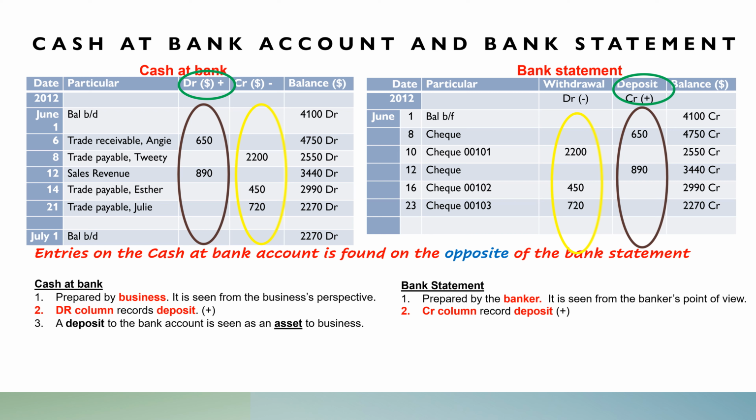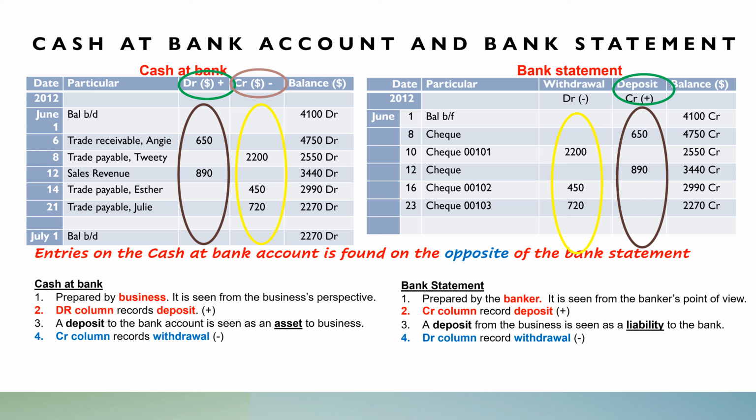Now this is because the cash at bank account, which is prepared by the business, is seen from the business point of view. Any deposit, which is a debit entry, is seen as an asset to the business, while a deposit from the business is seen as a liability to the banker. Hence, bankers will record a deposit in the credit column to reflect an increase in the banker's liability. So, the cash at bank credit column records all payments of money, decrease. Hence, for bank statements, all records of payments of money by the business will be recorded on the opposite side, which is the debit column.